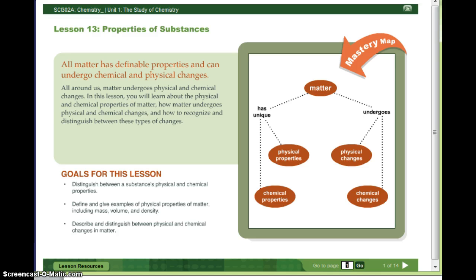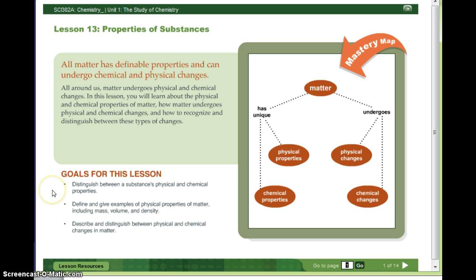All matter has definite properties and can undergo chemical and physical changes. All around us, matter undergoes physical and chemical changes. In this lesson, you will learn about the physical and chemical properties of matter, how matter undergoes physical and chemical changes, and how to recognize and distinguish between these changes.